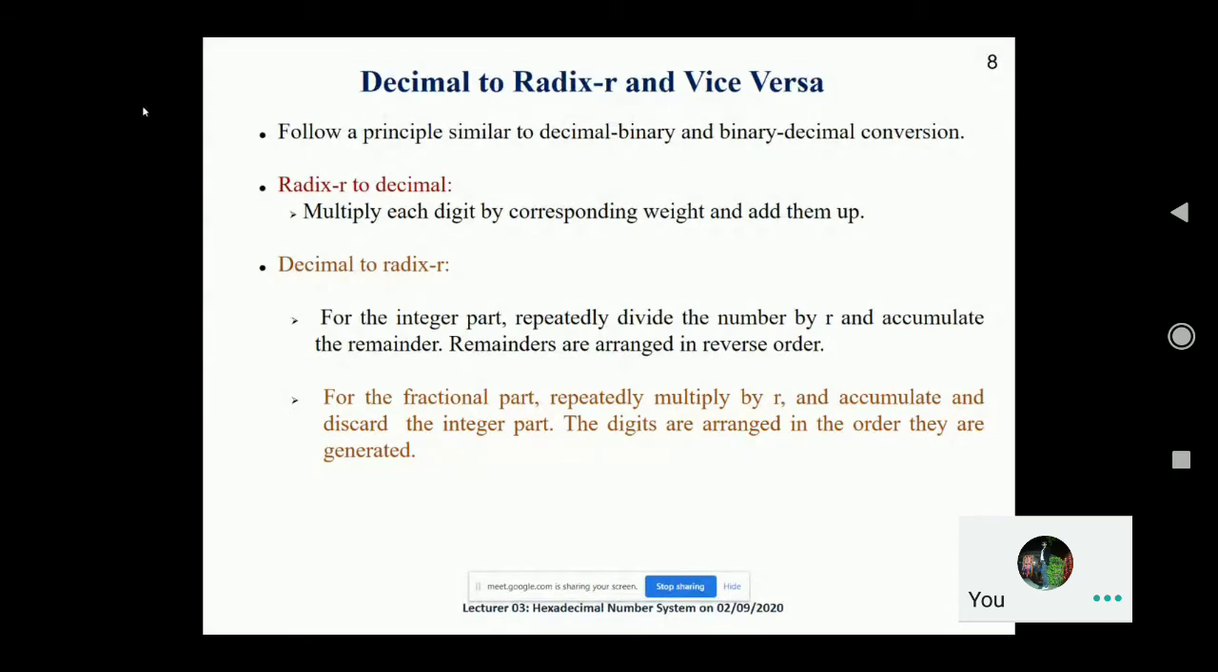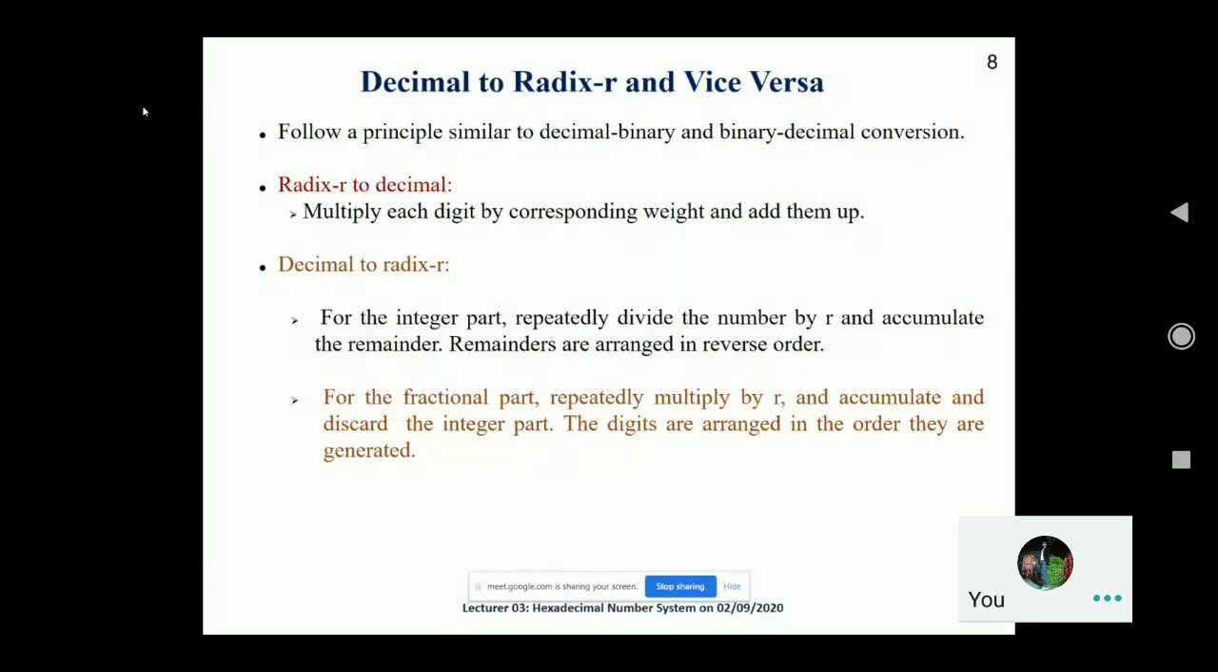So what happened? Radix R to decimal: multiply each digit by its corresponding weight and add them up. If we are using octal to decimal, then we are multiplying with 8. But when we are using hexadecimal, we are multiplying with 16. And when we are using binary to decimal, we are using 2 to the power of something like that.